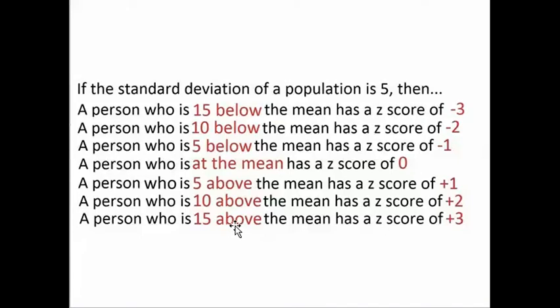A student in the class who has an exam score that's 15 below the mean would have a z-score of -3 because this student is 3 standard deviations below the mean. If you start at the mean and you go down by 5, you go down by 5 again, and you go down by 5 one more time, then you've gone 3 standard deviations below the mean, and you've reached this student right here, who's 15 below the mean, with a z-score of -3.